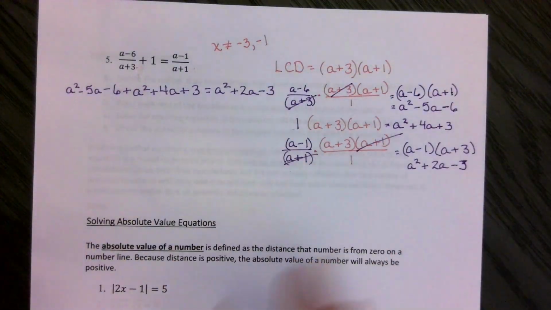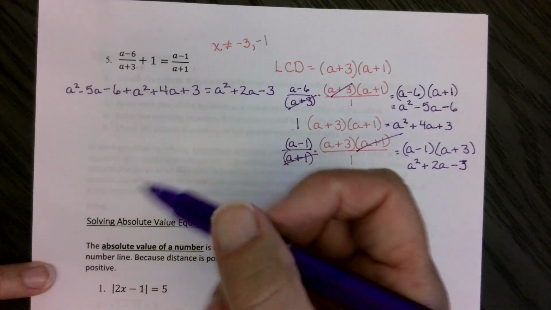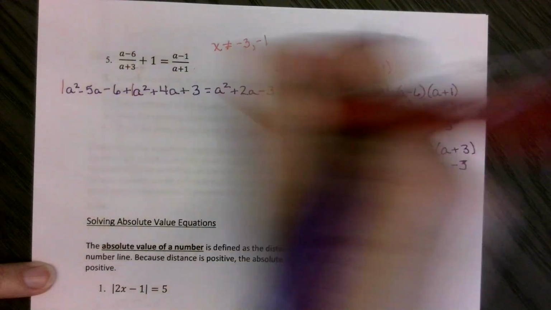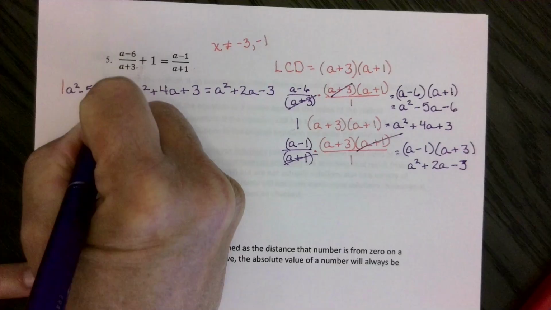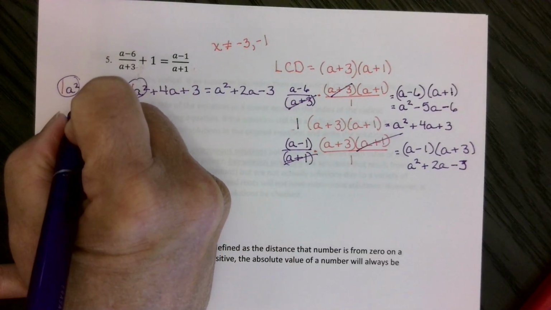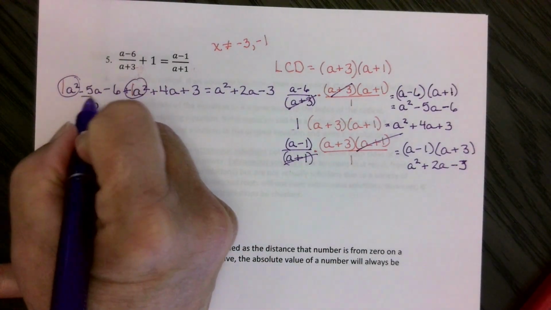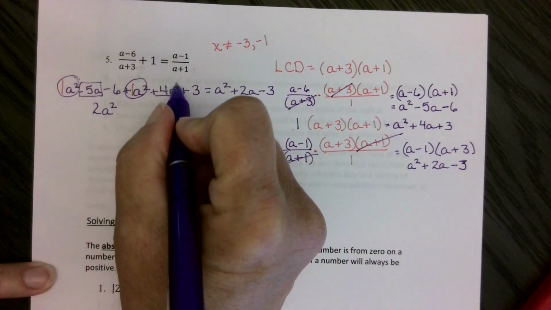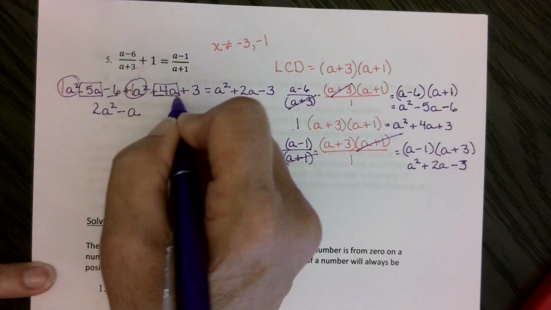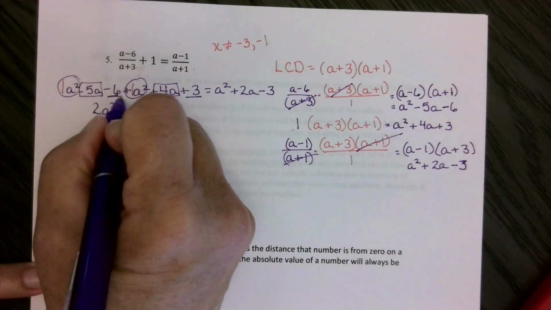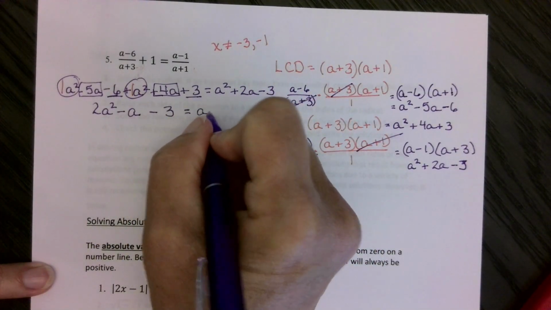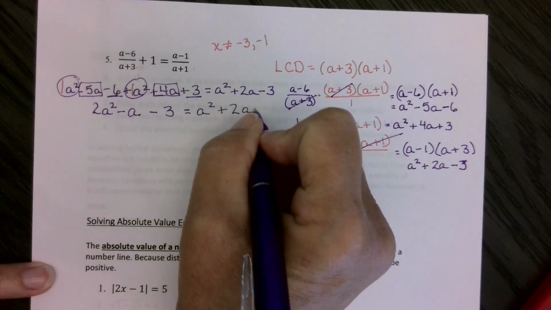Okay, before I start getting it equal to 0, I'm going to simplify this side over here. So right here, I have 1a squared plus 1a squared. That gives me 2a squared. I have negative, sorry, my hand gets in the way. Negative 5 and positive 4a is negative a, or negative 1a. Negative 6 and 3 gives us negative 3. I'm going to bring this down, equals a squared plus 2a minus 3.